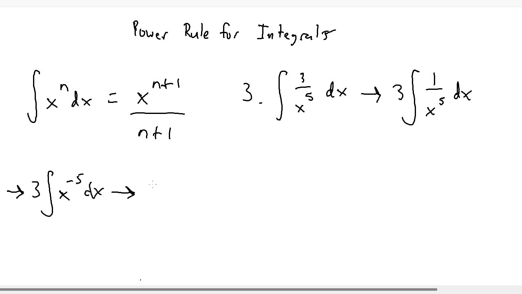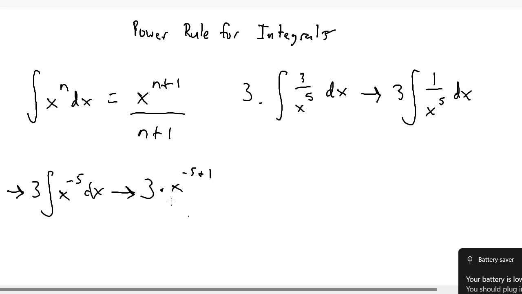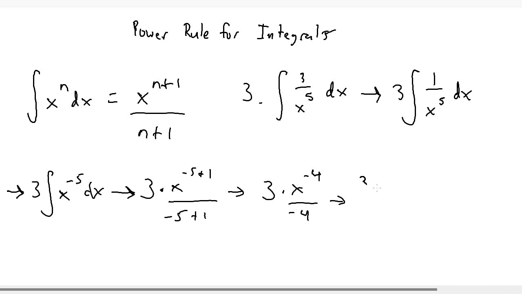So now we can use our simple formula, and we can do 3 times x to the negative 5 plus 1, add 1 to the power, and divide by the same power. So we get 3 times x to the negative 4, negative 5 plus 1 is negative 4, over negative 4. So then we'll get 3, negative 3 over 4, x to the negative 4th power, and to simplify we can move the exponent to the denominator to make it positive, so we get negative 3 over 4x to the 4th plus c.